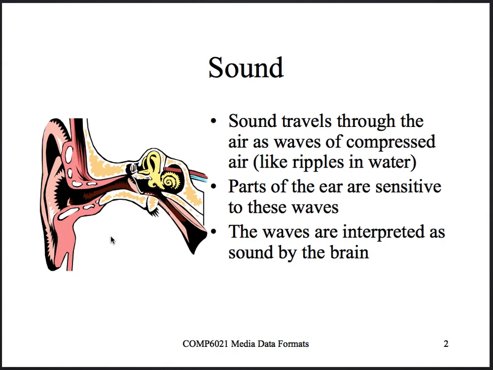So, sound travels through the air as compression waves, like ripples in water. And then different parts of the ear are sensitive to that. Ultimately, though, the waves are interpreted as sound by our brain. So there's stuff that happens in our brain as well. And a lot of the really sophisticated compression algorithms exploit that.